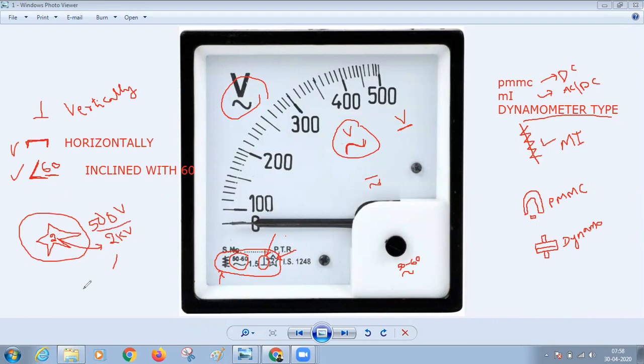In some cases they will give the star with a 0 symbol inside, like this. In such a case, the meter is said to be not tested with any voltage, right? So this star symbol represents the testing of the meter, whether the meter is tested with some particular voltage or not. Okay, right?